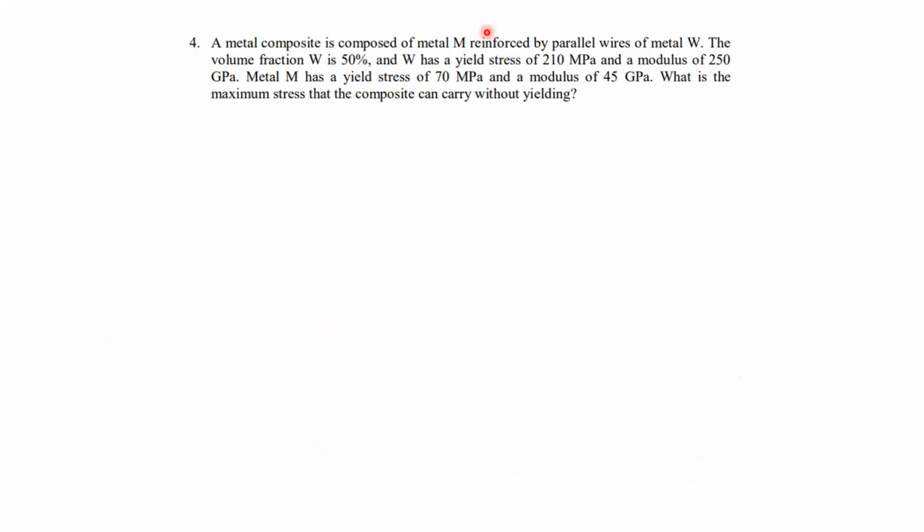Question 4. Now, this is one of the few types of questions that you can be asked to calculate when it comes to composites. In this question, we're given a metal composite with wires in it. We're given the volume fraction, so basically the fraction of the composite that is made up of metal and the amount that is made up of wire. We're given the yield stress and the modulus of elasticity for both. And we're asked to find what is the maximum stress that the composite can carry without yielding.